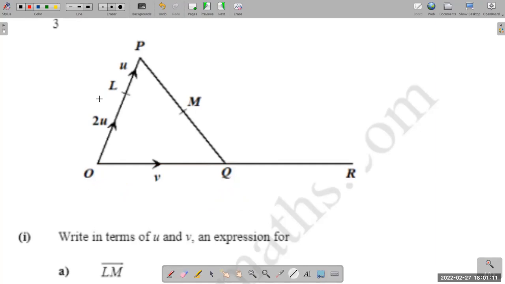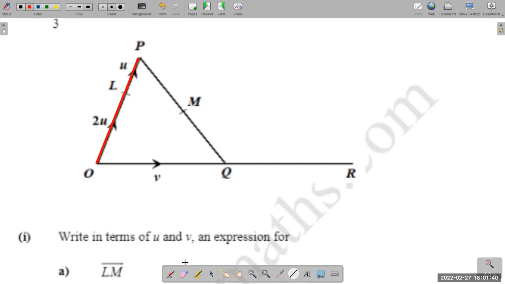Excellent. U. So we have U and we have 2U. U is from L to P, and 2U is from O to L. Everybody see that?